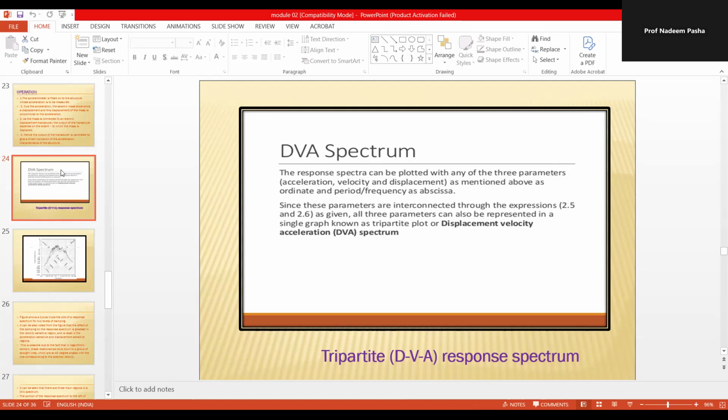In that graph, three parameters are involved: acceleration, velocity, and displacement.